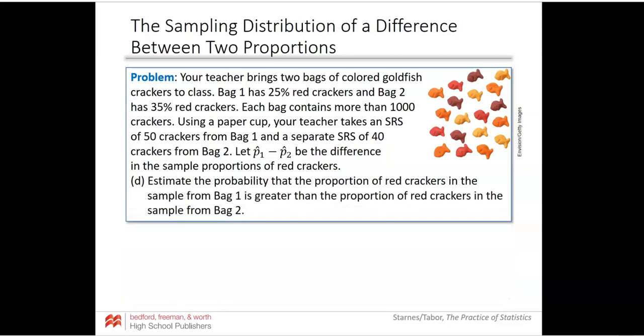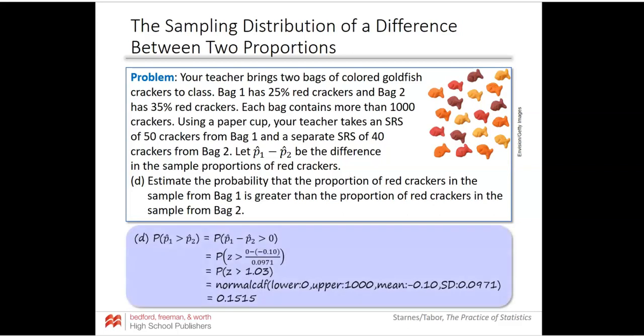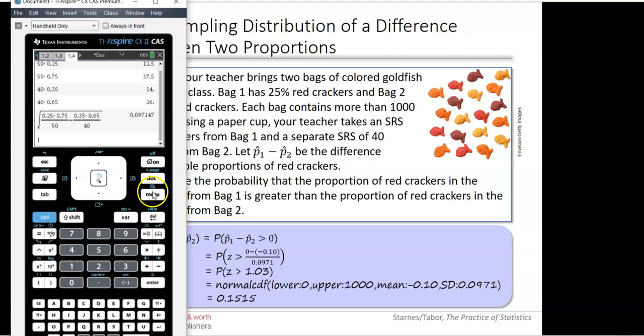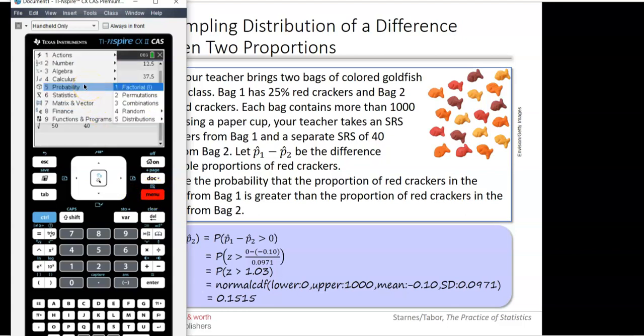It's greater than the proportion of bag for sample 2. So you can draw the normal curve using the mean and standard deviation we just found. Do your norm CDF, in this case 0 to infinity, with a mean of negative 0.1 and a standard deviation of 0.0971. Just to check, because I would have gone to infinity there. I'm not sure it should be 1,000. Let's see how much different this would be. Probably not much different at all.